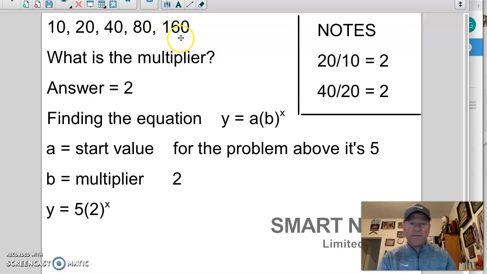10, 20, 40, 80, 160 was the sequence. I asked you what the multiplier was. Most of you answered correctly. The answer was 2.